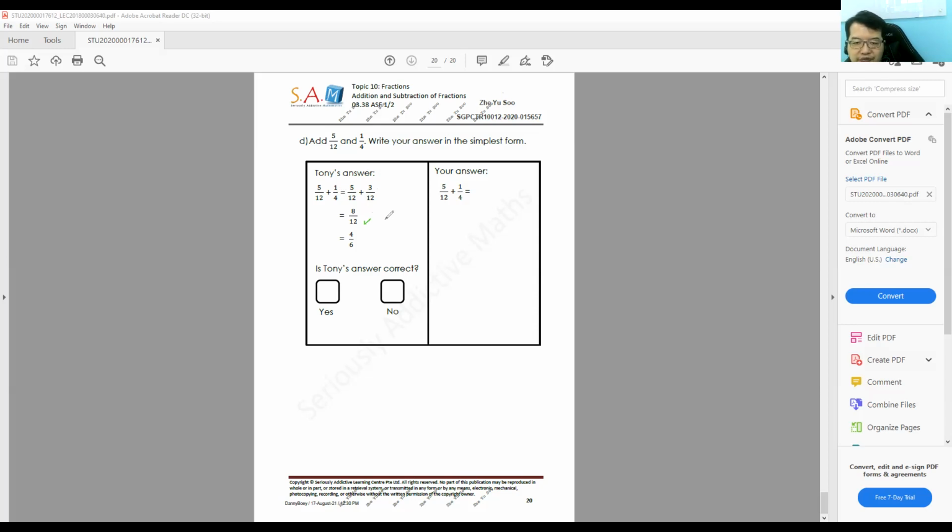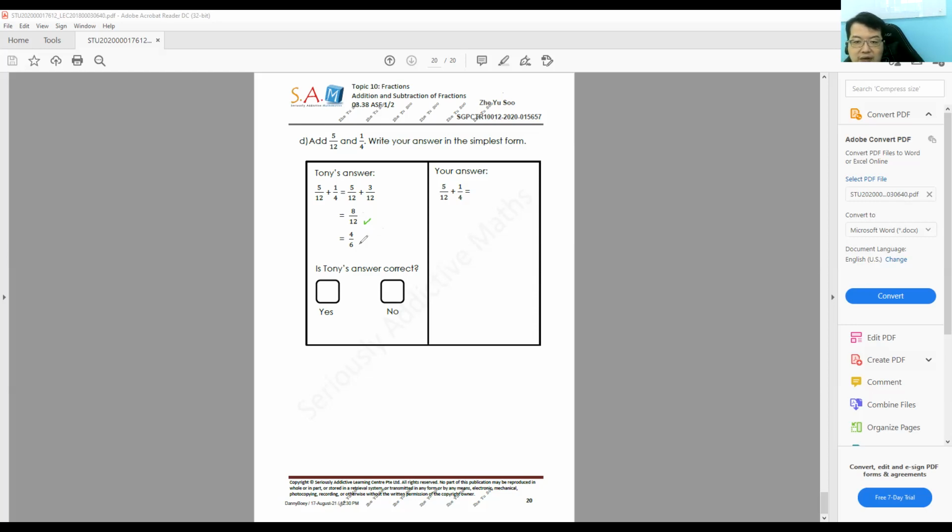Now, can you simplify 8 out of 12? Yes, you can. How do you simplify it? Tony divided 8 by 2, that gives you 4. And then 12 divided by 2, that gives you 6. And his answer is 4 out of 6. But is his answer correct? No, his answer is not correct.